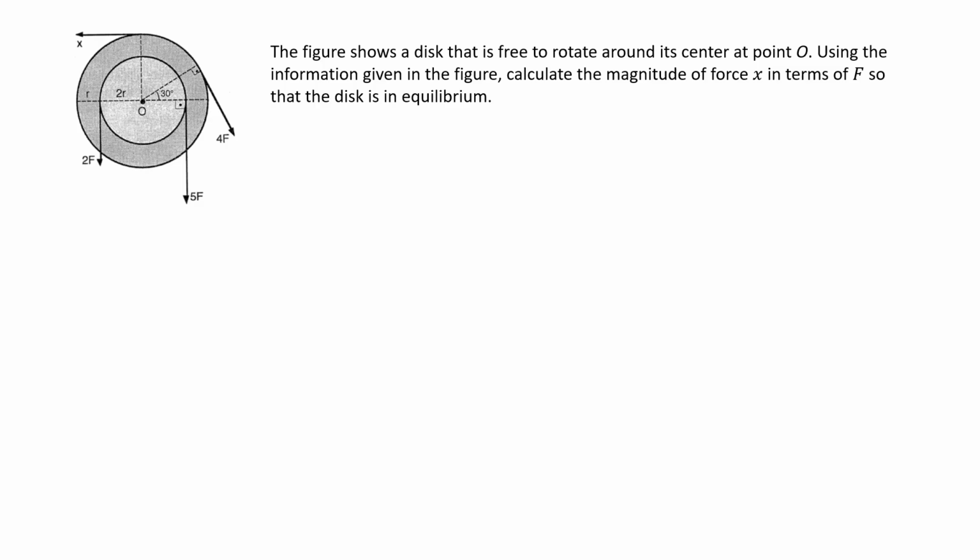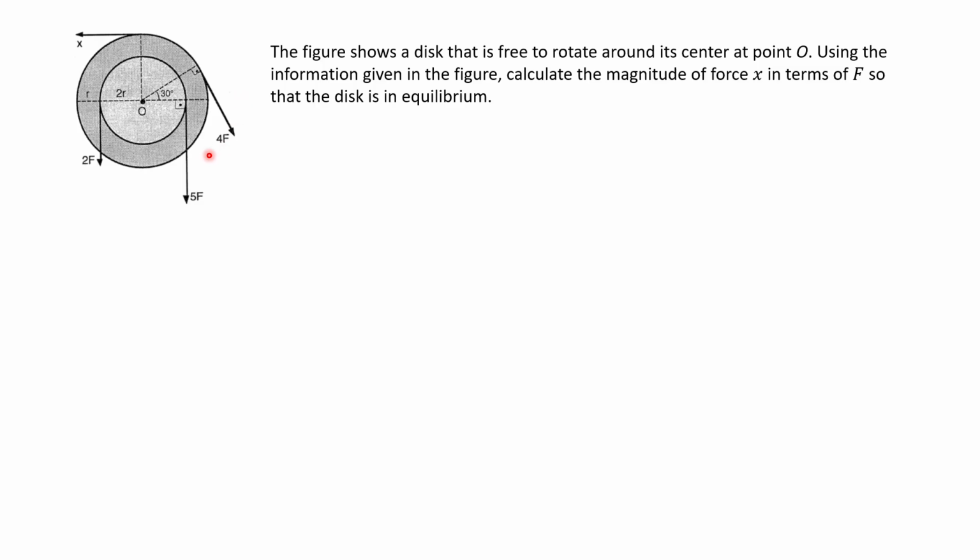The figure shows a disk that's free to rotate around its center at point O. Using the information given in the figure, calculate the magnitude of force X in terms of F so that the disk is in equilibrium. So you've been given this disk, whose radius is, I guess, 3r, and it can rotate around its center, left or right. So we have to find the magnitude of force X in terms of F.